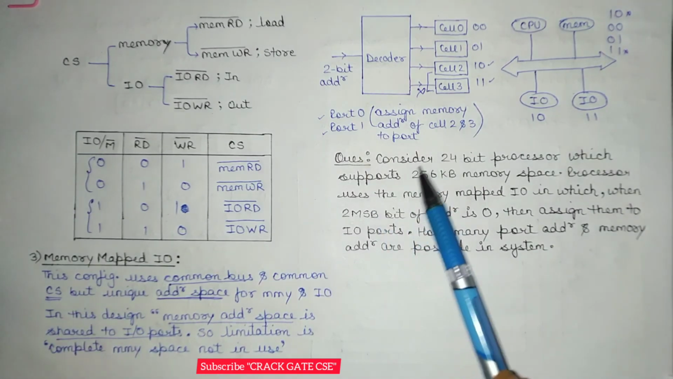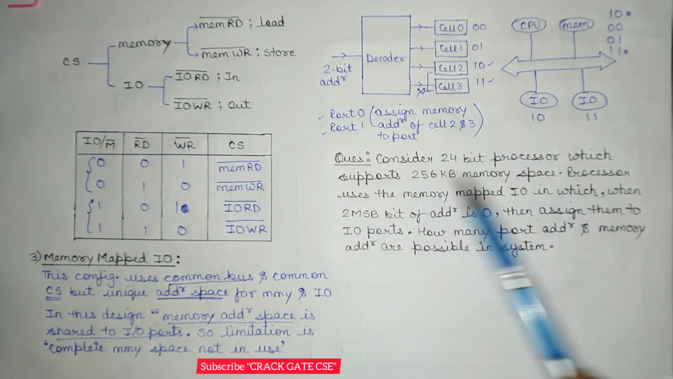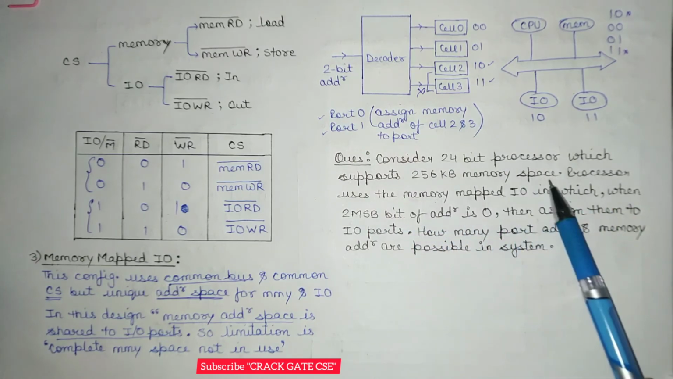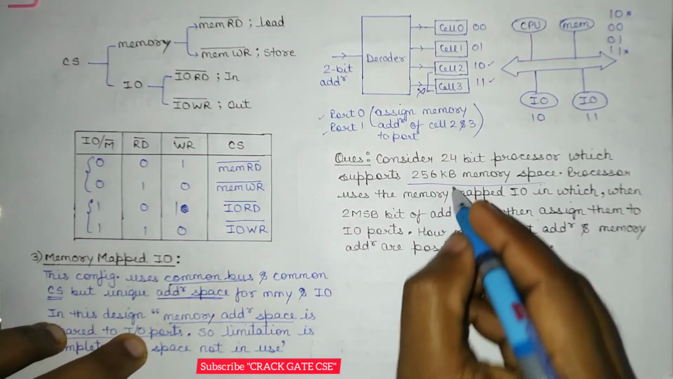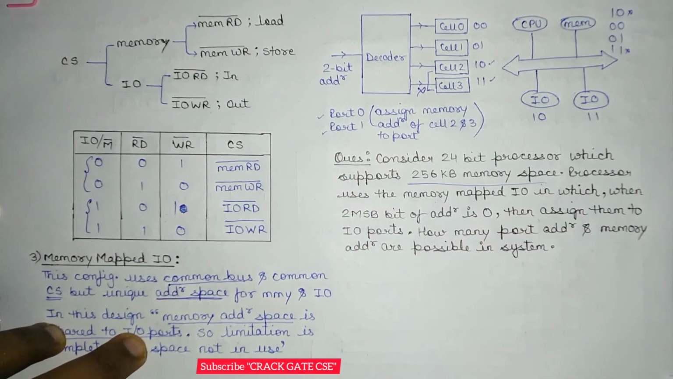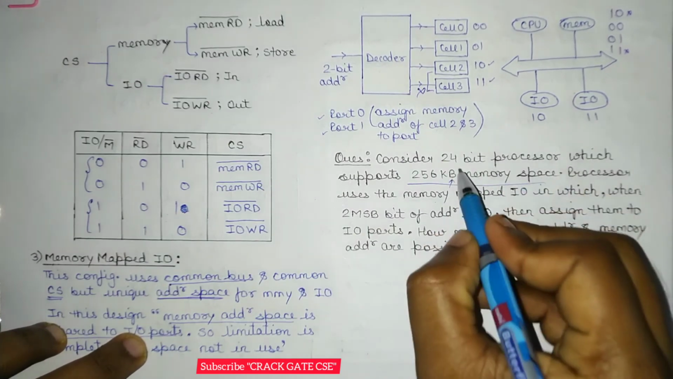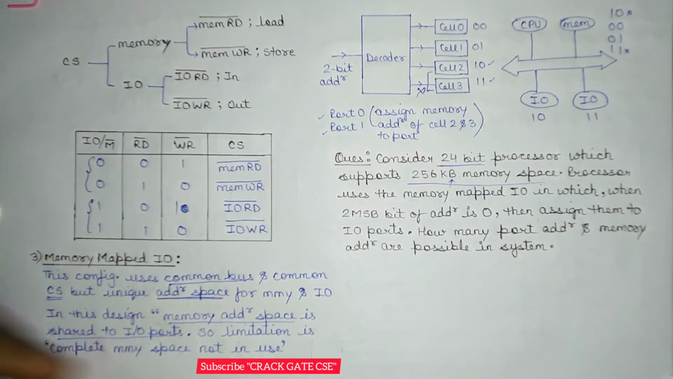So the question says: consider a 24-bit processor which supports 256 KB memory address space. So how much memory address space is here? 256 KB, and KB shows that the memory is byte addressable because of this B, right? Similarly, we are having a 24-bit processor. That means the word length is 24-bit.